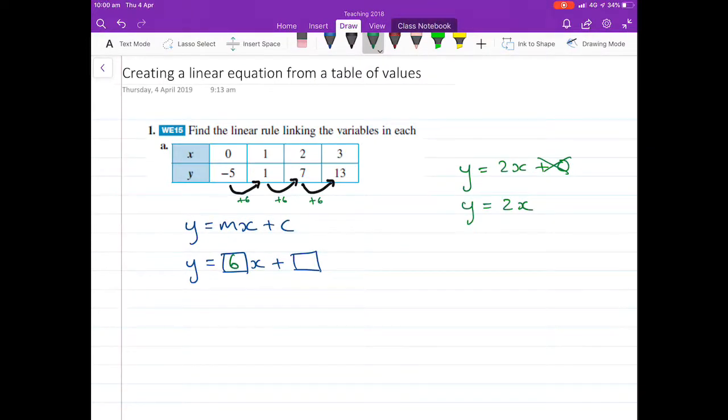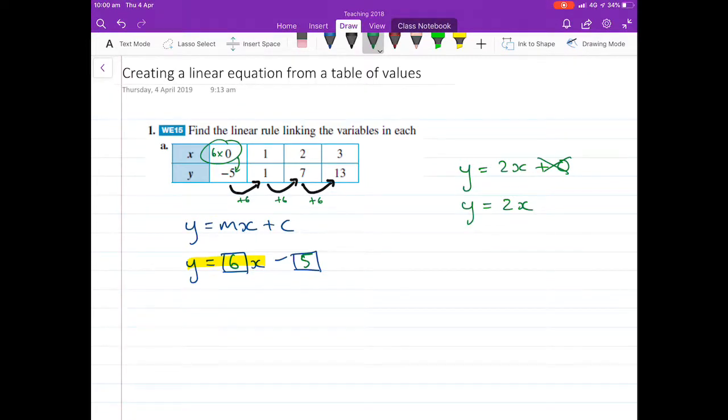All right. Now, we've got the makings of an equation here, y equals 6x. So we're going to go and apply some of that to our table of values. 6 times our x value. So in this case, 6 times 0 is 0. And then what do I do to get to minus 5? I've got to take 5. So I'm going to go and chuck that here. Okay, at the moment, our equation is y equals 6x, take 5.